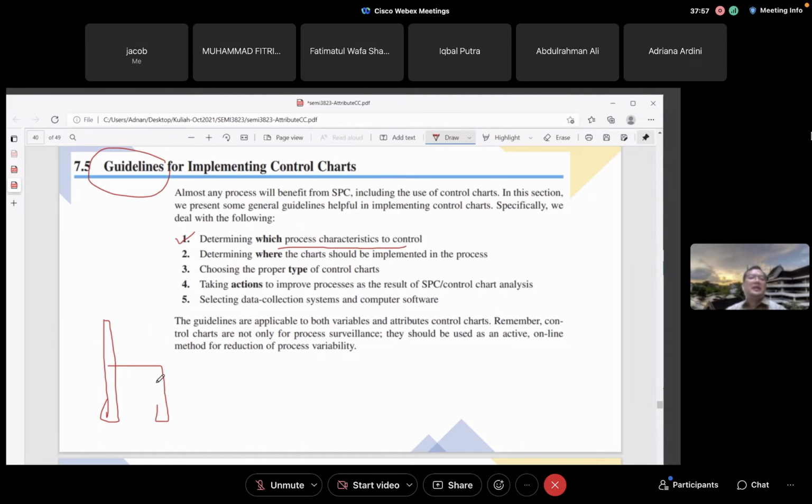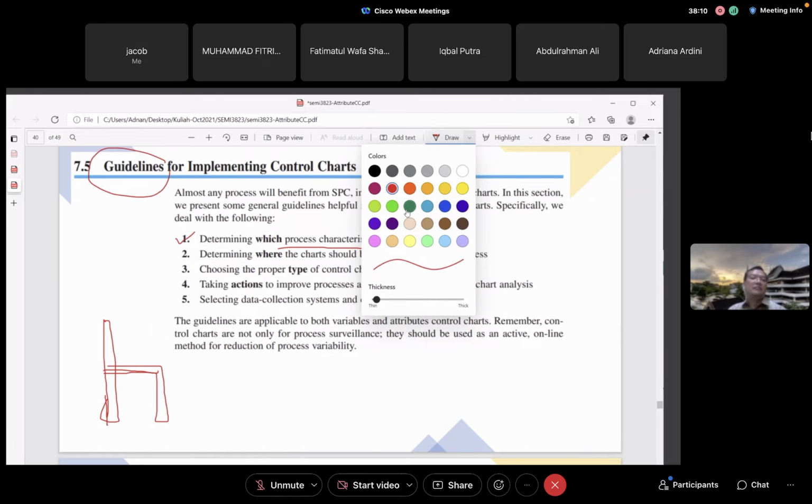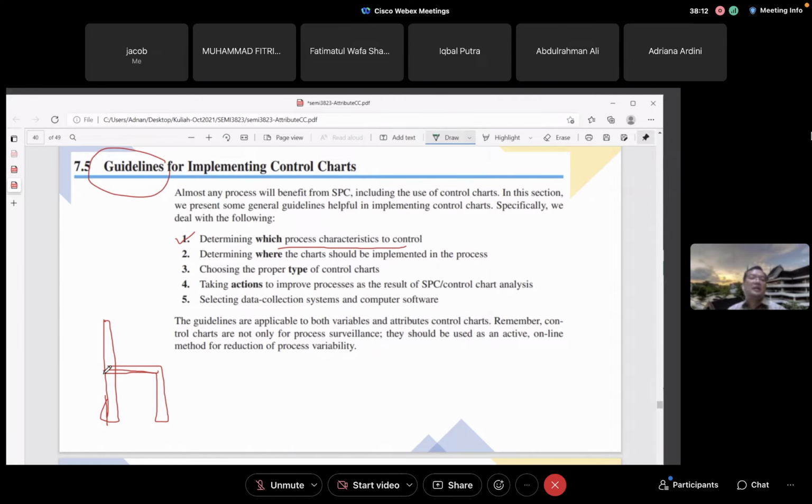So where is the critical part of this chair if you want to monitor the chair? Sorry, the drawing is not so nice here. Maybe you have a joining here. What will be critical for a chair? You have a joint here, maybe. You have a cushion and so on. So you can monitor the height of the chair when it is assembled.